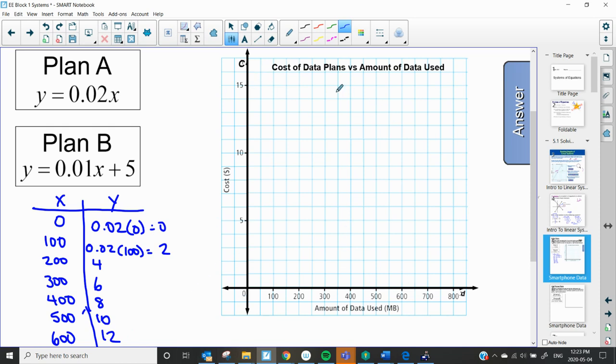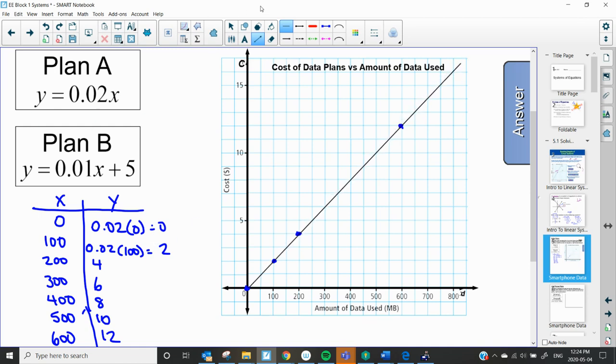Now, if I plot those points, I've got a point at 0, 100 is 2, 200 is 4, and I could plot them all, but I'm just going to jump ahead straight up to the 600. 600 is at 12. Okay, and then I would draw a line through those points.